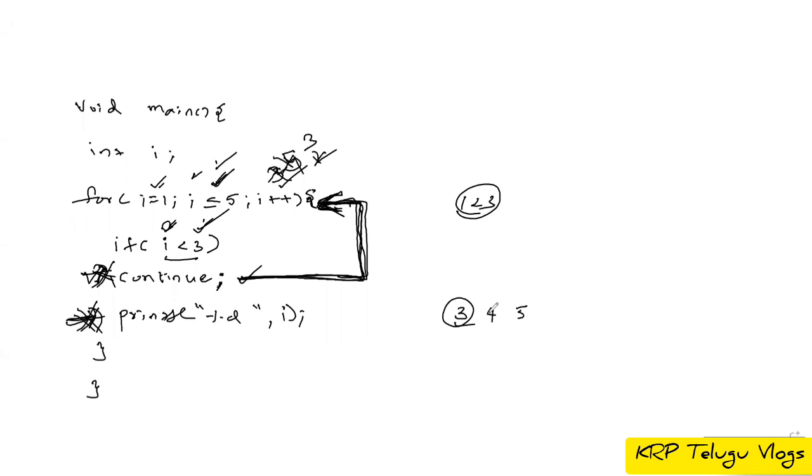Next I value will be incremented to 4. So 4 less than or equal to 5 is true. 4 less than 3 is false or true? False, sir. So it will not hit continue. It will go and print 4. Clear?